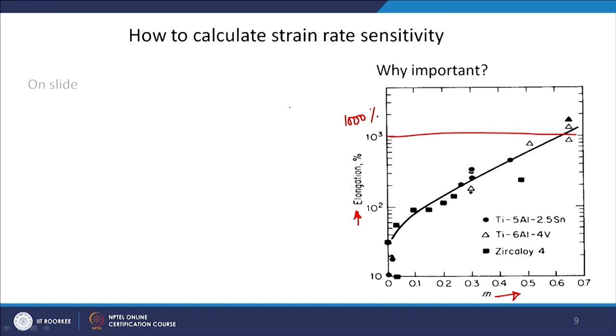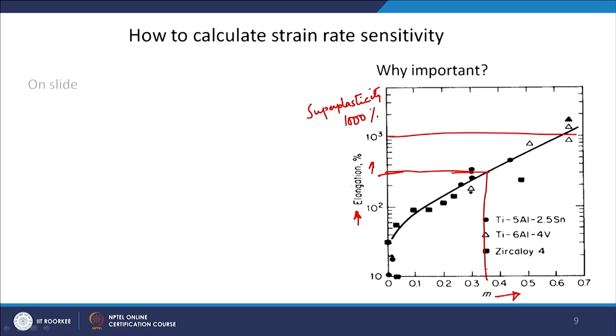And this is where, if you remember, I told you about superplasticity. This is where you will be able to say with confidence that superplasticity is there in the material. Basically, anything above 300% I should be able to say it is superplastic. And if you see around 300%, my m is coming around 0.3 to 0.4.